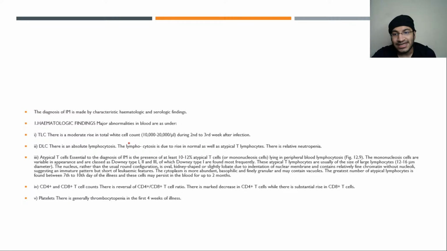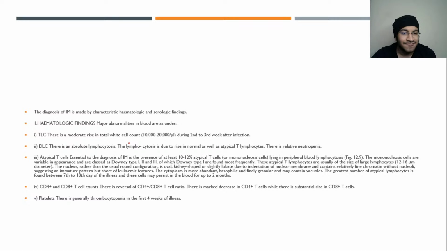First is atypical T cells, essential to the diagnosis. So these cells are essential to the diagnosis of IM, and it is the presence of at least 10 to 12% of the atypical T cells, that is, mononucleosis cells, lying in the peripheral blood, and thus it will be causing peripheral blood lymphocytosis. And the mononucleosis cells are variable in appearance and are classed as Downey type 1, 2 and 3, of which Downey type 1 are found most frequently.